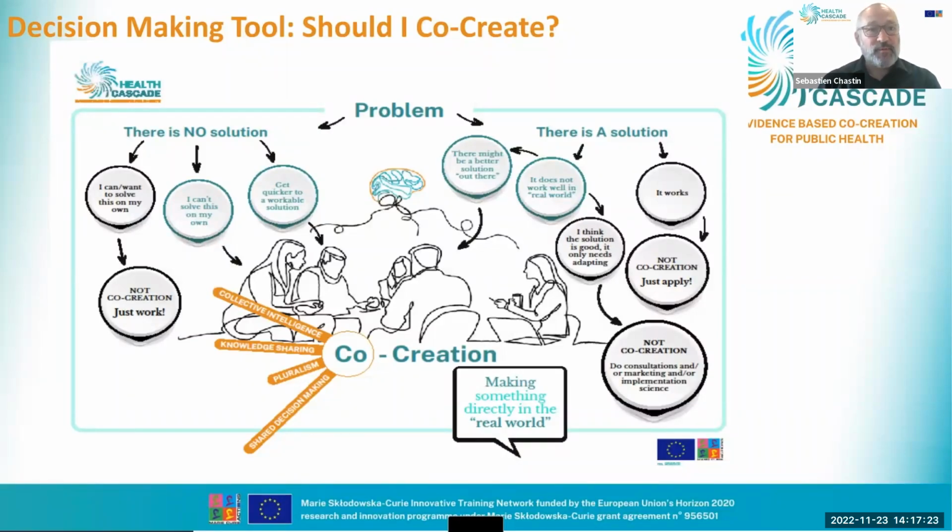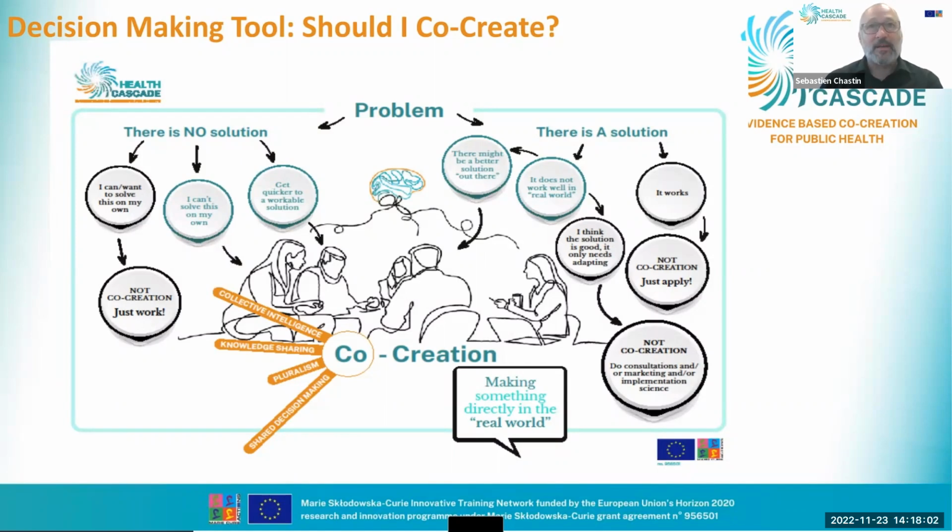In the word co-creation, we have the part which is creation, and that really means making something new directly in the real world. But it also has that prefix, co. And this is actually the key to the characteristics, because that co, which means together, has some important consequences. Really what it means is that any co-creation process should rely on collective intelligence. That's part of the core.